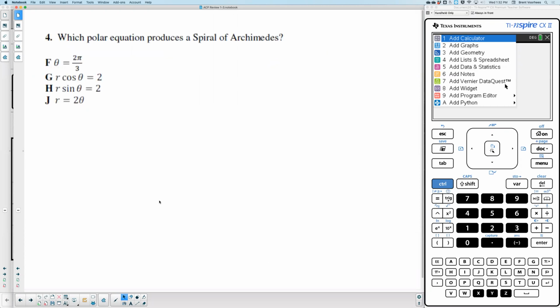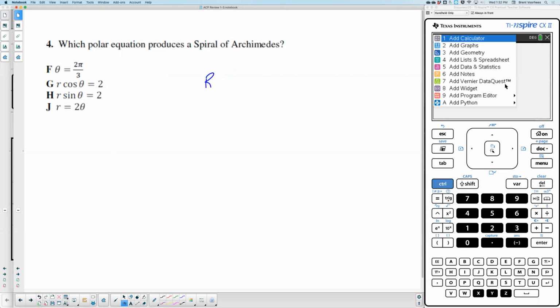So let's begin here. Number 4 says, what is the polar equation that produces a spiral of Archimedes? Before I even start typing these in, I want you to recall that there were some special shapes. We have a spiral. Another one is a rose. You have a cardioid. We had a limacon. And we had a lemniscate. These were our 5 different shapes that we talked about with polar in lesson 9.2.